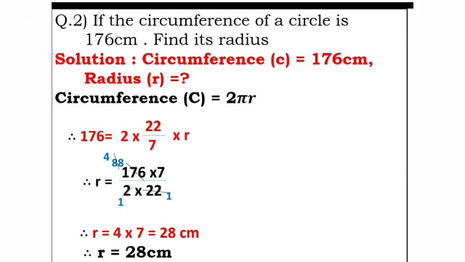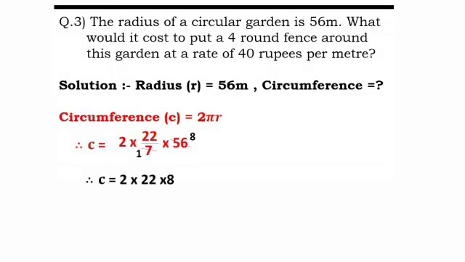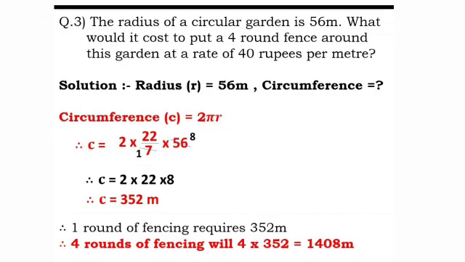So your radius is 28 centimeter when your circumference is given to you as 176 centimeter. Third sum. The radius of a circular garden is 56 meter. What would it cost to put a 4-round fence around this garden at a rate of 40 rupees per meter?